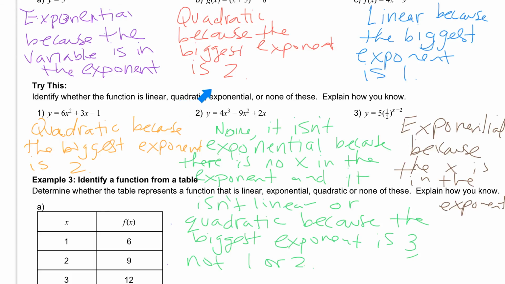Remember, the one that people have a hard time with is number 2 here, because when you say none, you have to say none and why it's not any of the 3. So make sure that you explain why it's not exponential, why it's not quadratic, and why it's not linear. If you have questions, let me know.